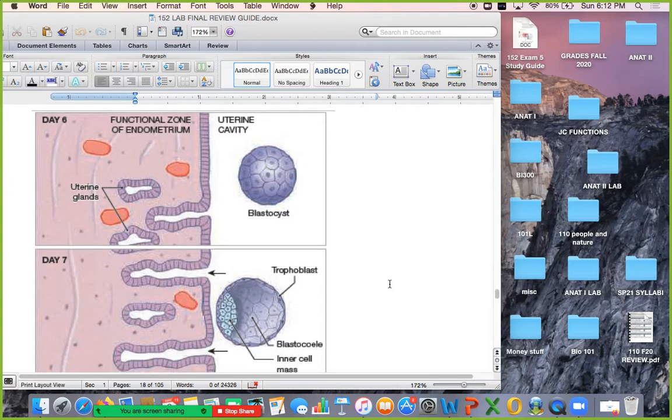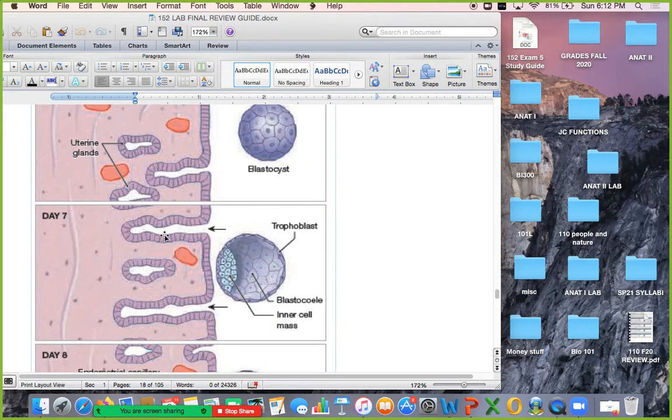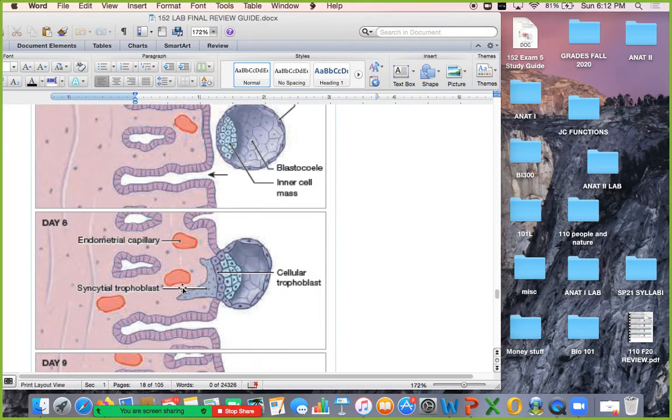All right, so this here is showing implantation. So here's the blastocyst. The blastocyst is going to encounter a nice thick layer of endometrium. In this thick endometrial layer, this blastocyst is going to find a nice bed to embed itself. That inner cell mass is going to orient itself towards the endometrial layer and then eventually invade.